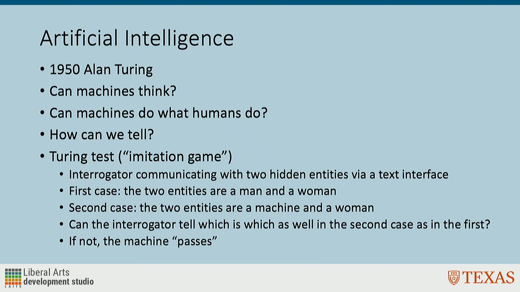So you've got an interrogator that's communicating via a text interface with two entities. In case one, one of them's a man and one of them's a woman. In case two, the man's been replaced by a machine. And the woman's trying to help him, you know, he's asking a bunch of questions and they're having a dialogue, and the woman's trying to help him figure out which of them's the man and which of them's the woman. And he'll make a guess at some point and maybe he'll get it right. So then you replace the man with the machine and the same thing will happen. And the question is, was it easier to tell them apart when there's a machine there than when there's a man there? And if the answer is no, then we say the machine has passed the Turing test, okay?